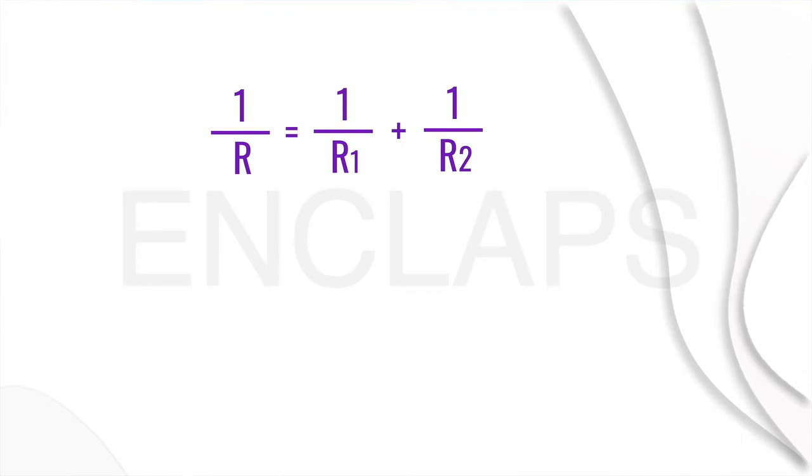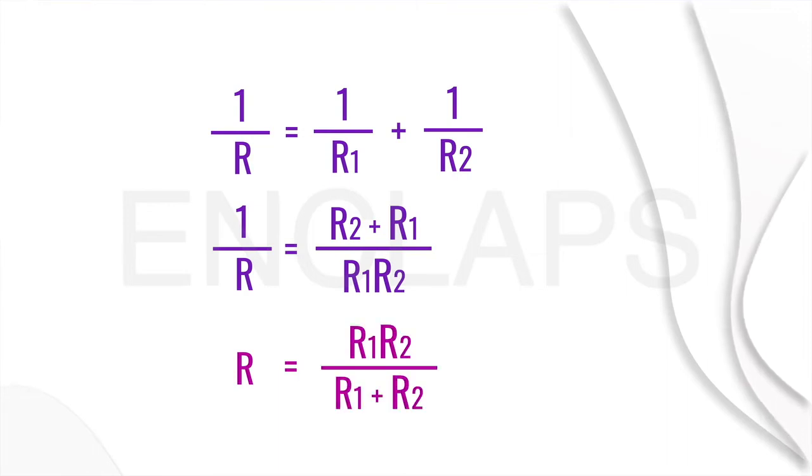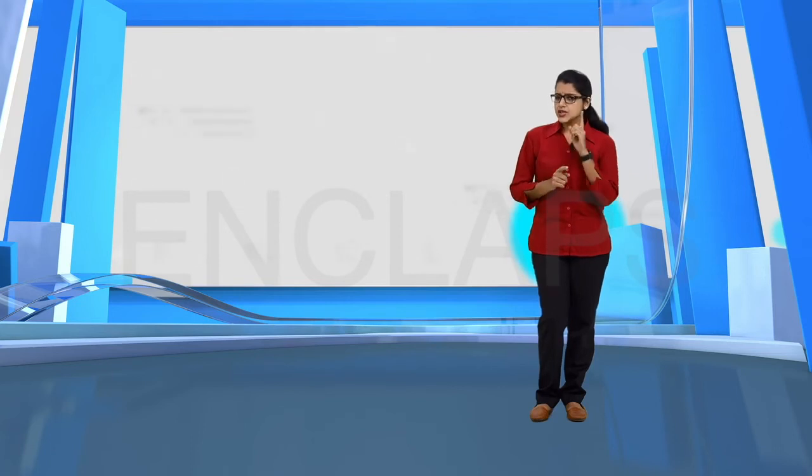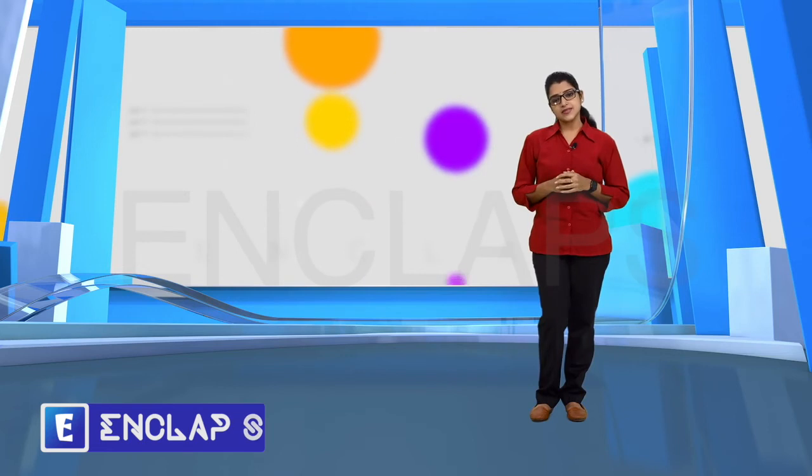Either you cross multiply the right hand side or take the LCM, we get 1 by R is equal to R2 plus R1 divided by R1 R2. That is, we need the resistance, isn't it? So, we will take the reciprocal value again. The effective resistance R is equal to R1 R2 divided by R1 plus R2. Remember, this equation is only applicable if we have 2 resistors connected in parallel.